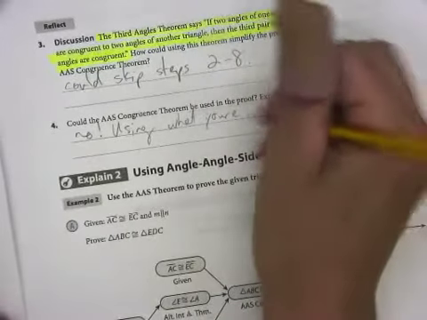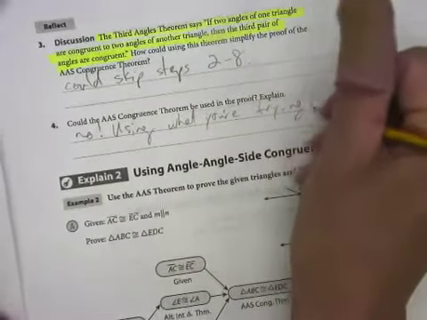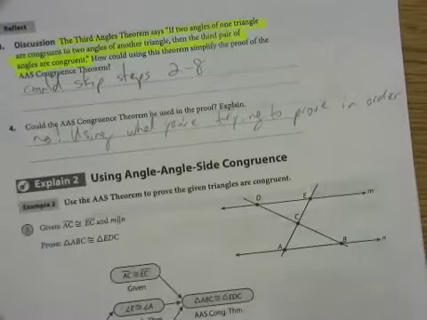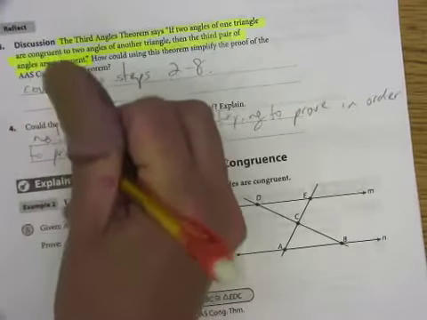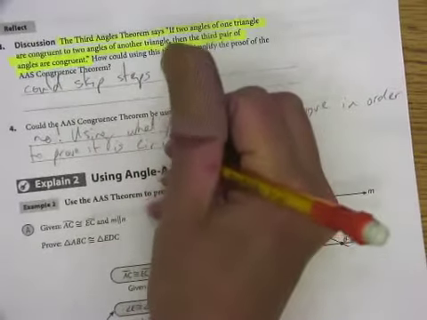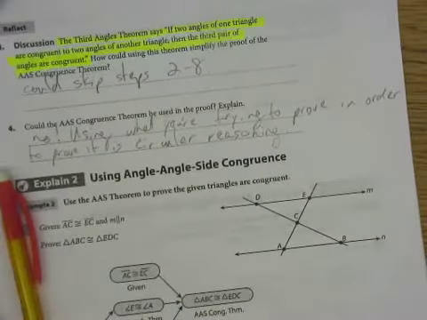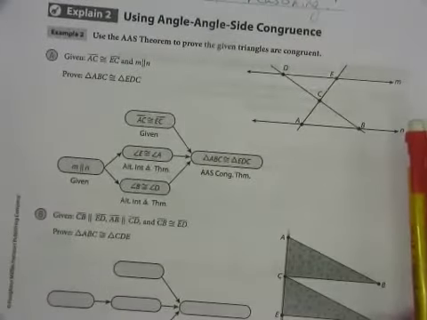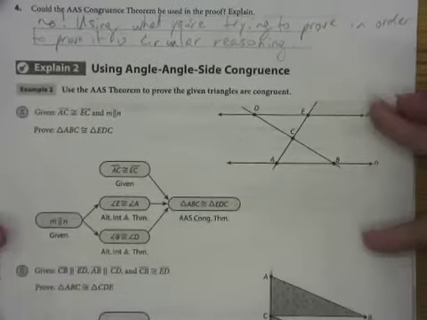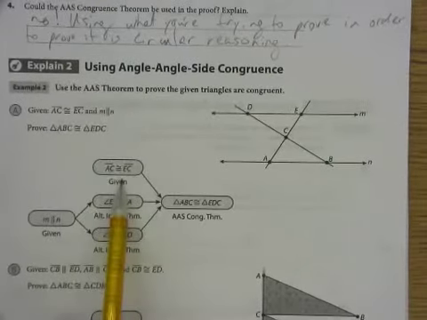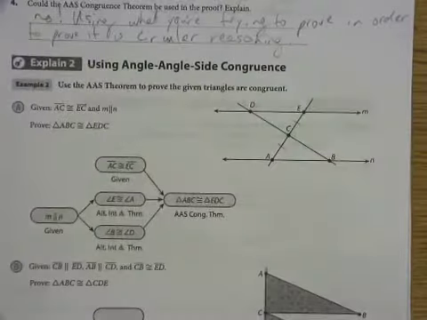I really like this question. Could the angle-angle-side congruence theorem be used in the proof? Absolutely not. Using what you're trying to prove in order to prove it is circular reasoning. It's like saying the sky is blue because the sky is blue. Doesn't make sense. Don't do it. But now that we have proven angle-angle-side congruence, now we can use it.